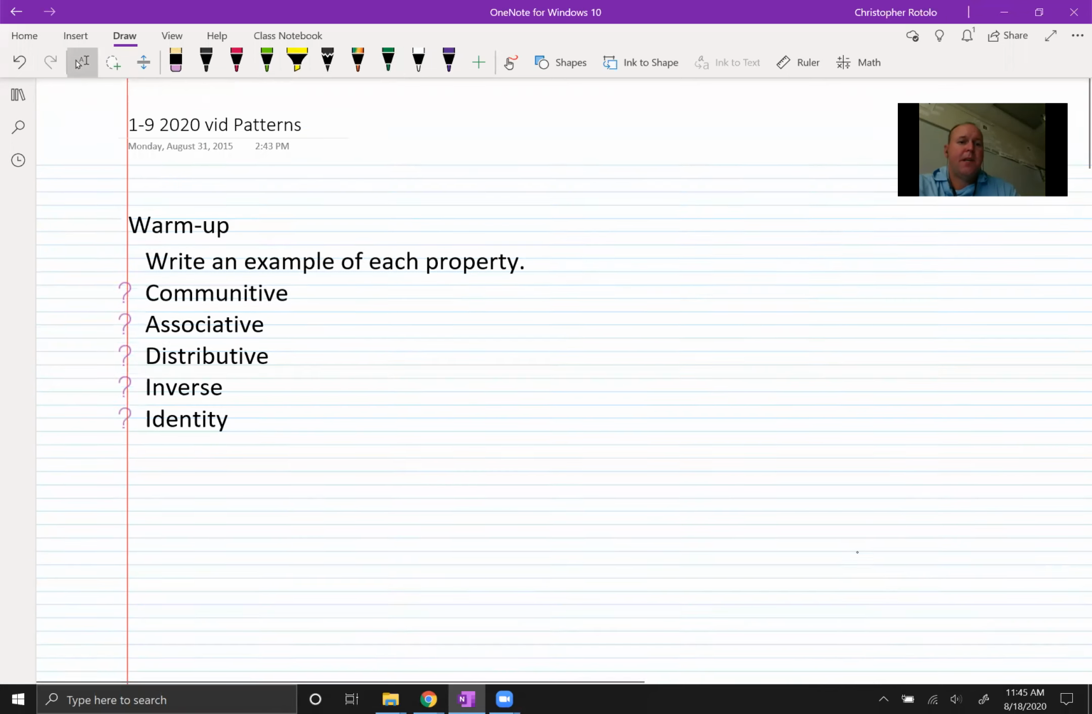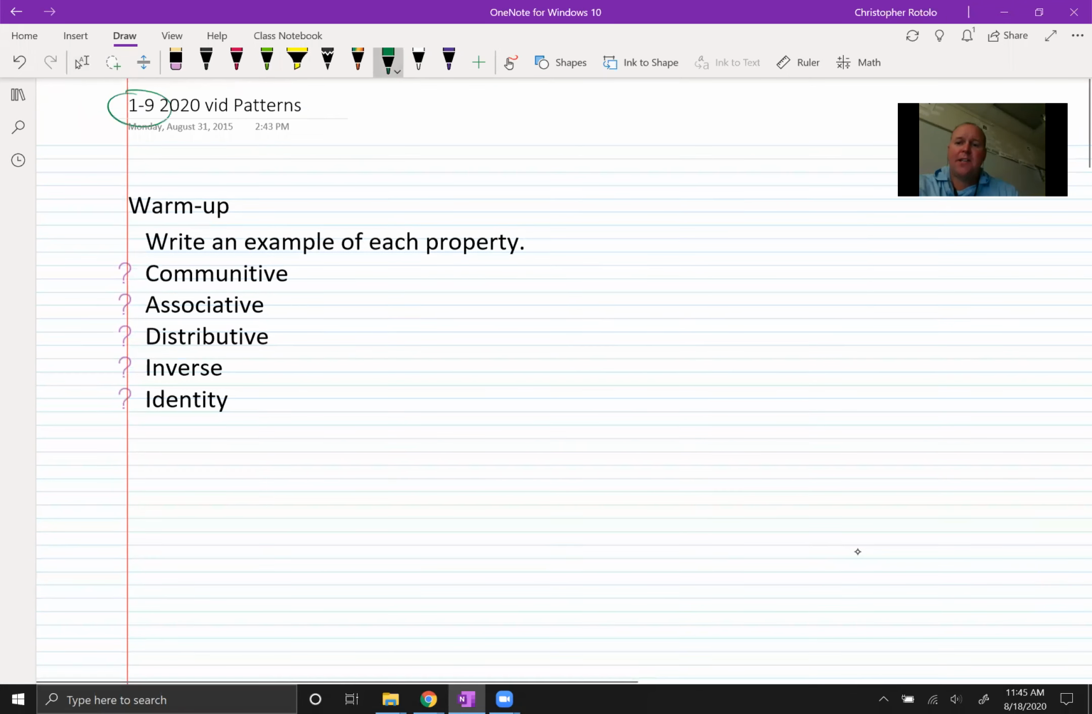All right, little warm up today before we get into 1.9, the last thing in chapter 1 here. We're going to talk about some of those patterns, but we're going to use it more so in equations and see what we can do with that. Your warm up today is in your OneNote. We want to make sure you review all of your properties. So can you write an example of each one?